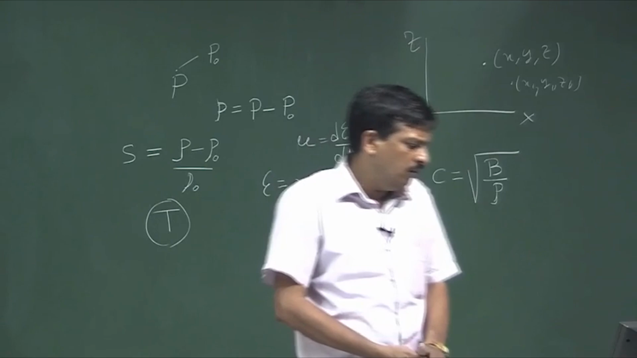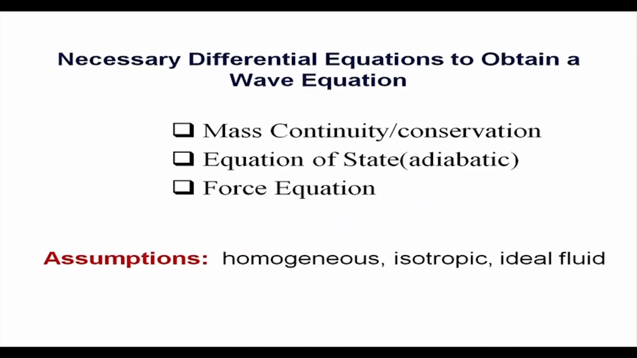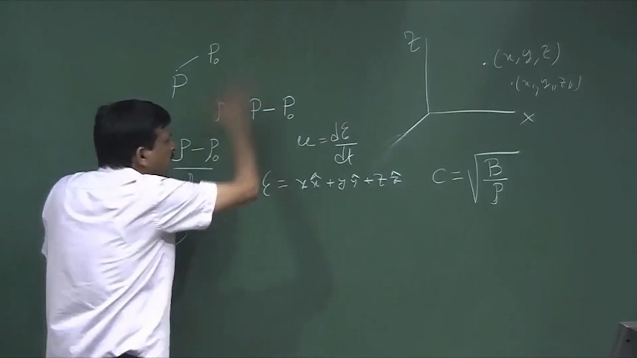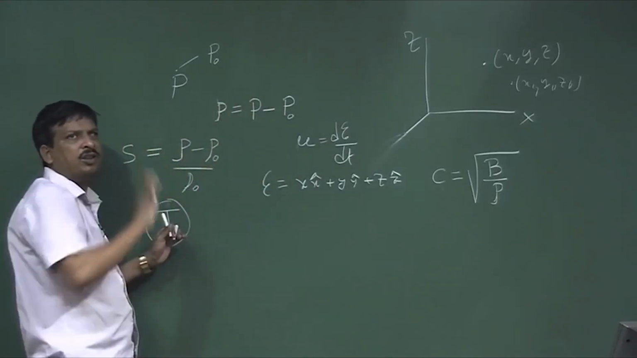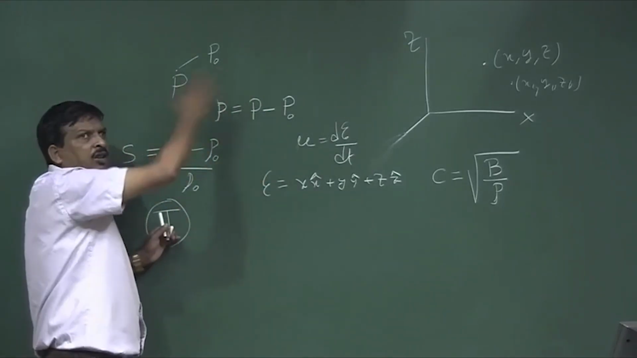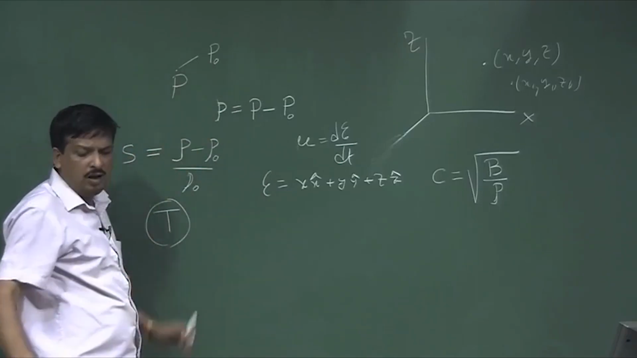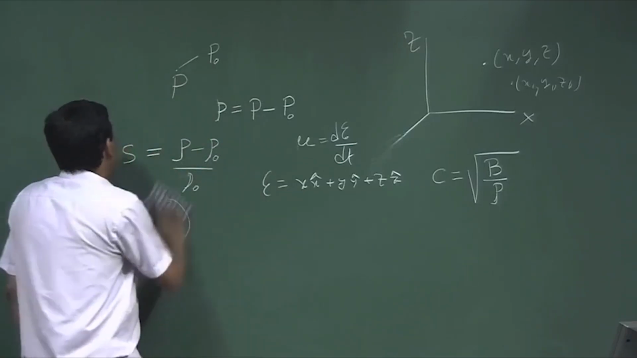Okay. Now, we want to derive that equation. Those are the preliminary parts of deriving the equation. So, we will use those nomenclature when we derive that equation. Now, if I want to derive the equation, what are the considerations?